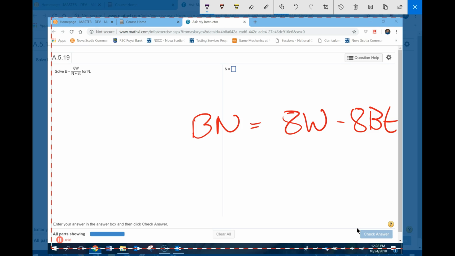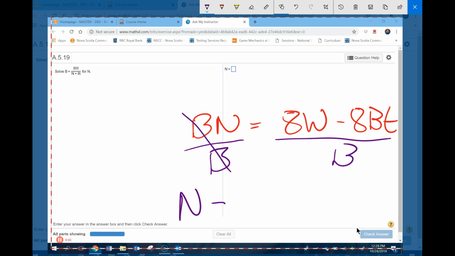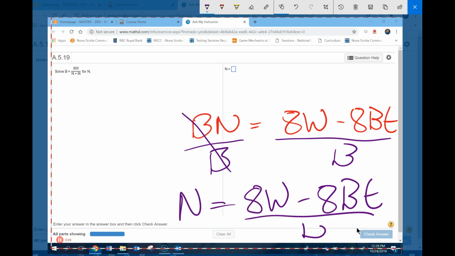All right, now we're after n, so for our final step, let's divide both sides by b, like so, and that's gone away. So our final answer here is n equals 8w minus 8bt over b. Now again, because we're subtracting here, you might be tempted to rip away and cancel some b's and do all this stuff, but these are unlike terms, right?